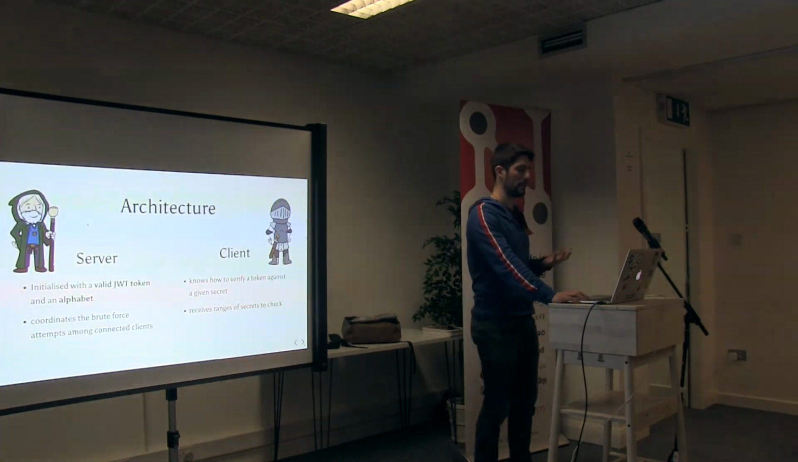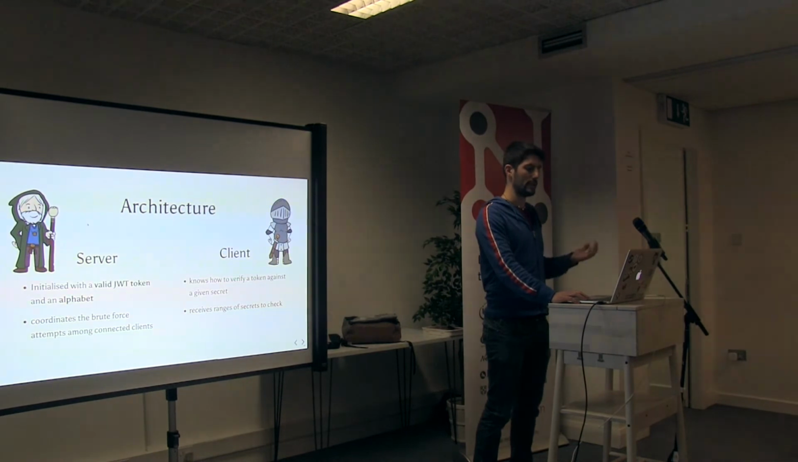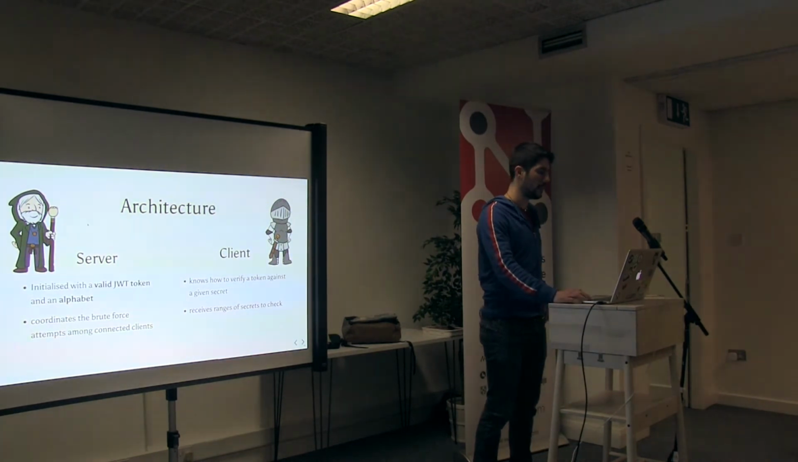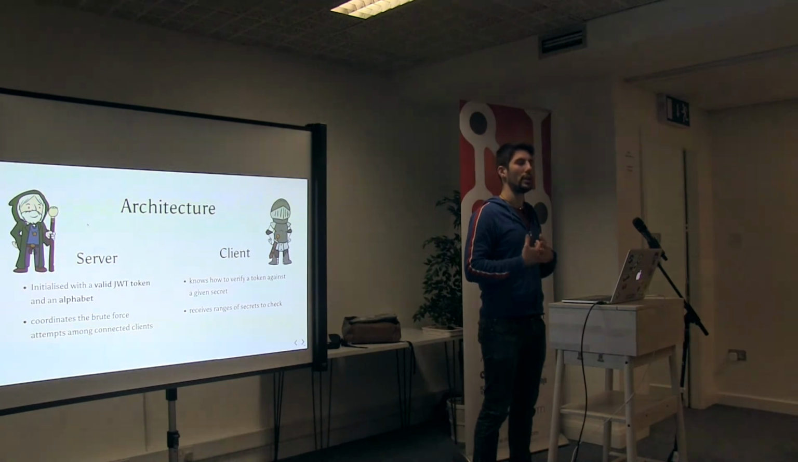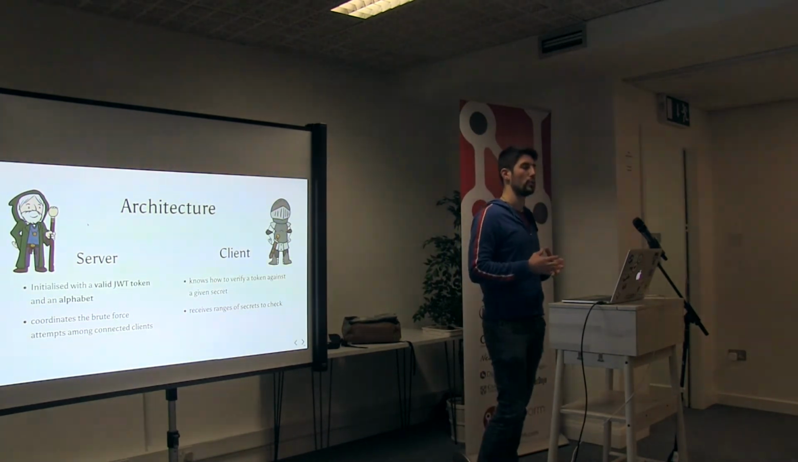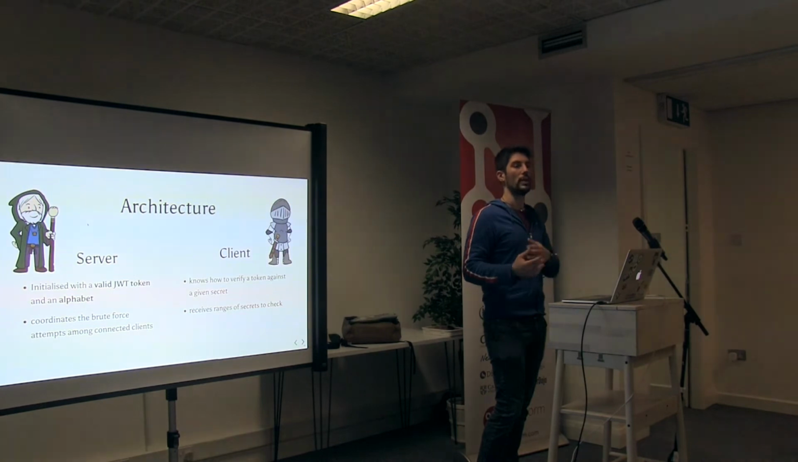So we want to build this distributed architecture. We want to have a server and a number of clients. The server's goal is just to initialize, let's say, a state using a valid JWT token and an alphabet. And then the only goal is to coordinate the exploration of this space through the different clients.